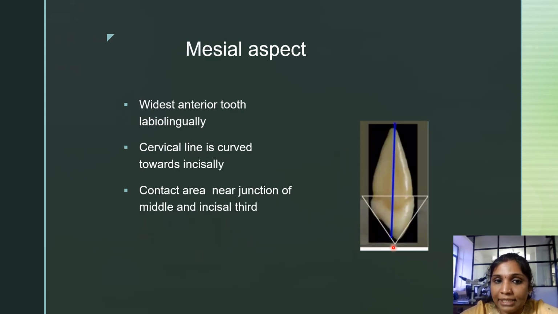About the mesial aspect, from the mesial aspect, the permanent maxillary canine is the widest anterior tooth labiolingually. Here you can appreciate that this is the widest tooth among the anteriors, and the cervical line is curved towards the incisal region. The mesial contact area is seen near the junction of the middle and incisal third.